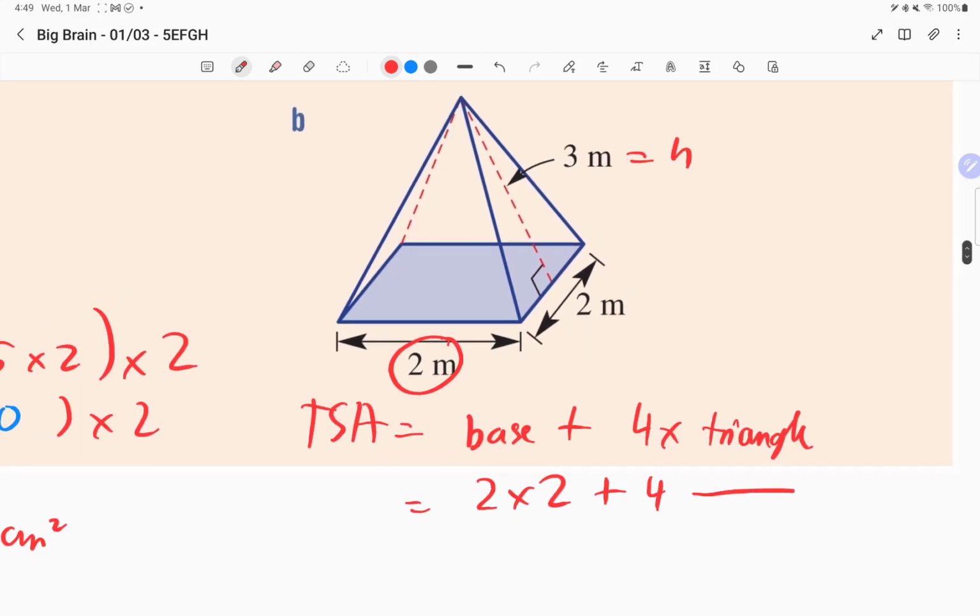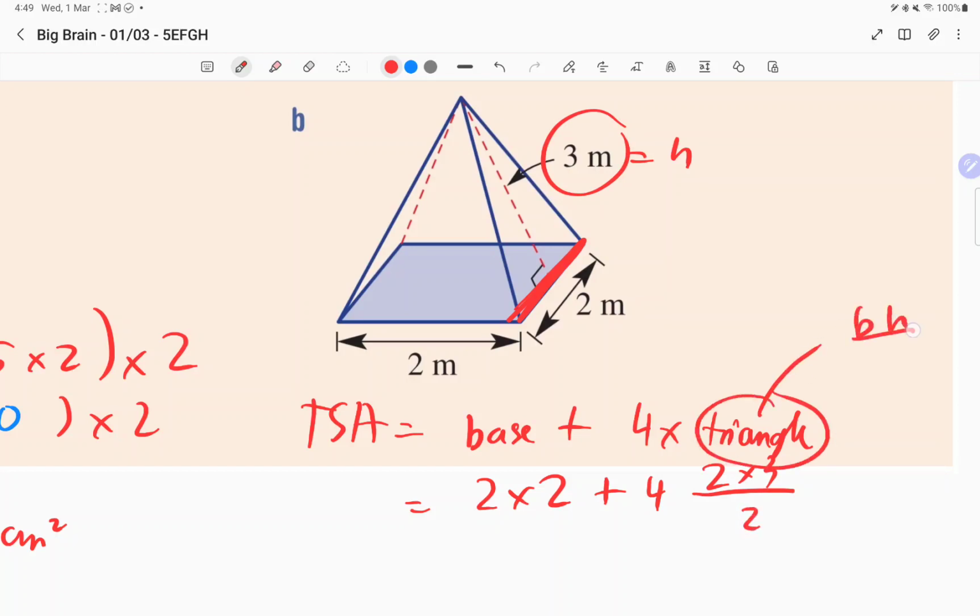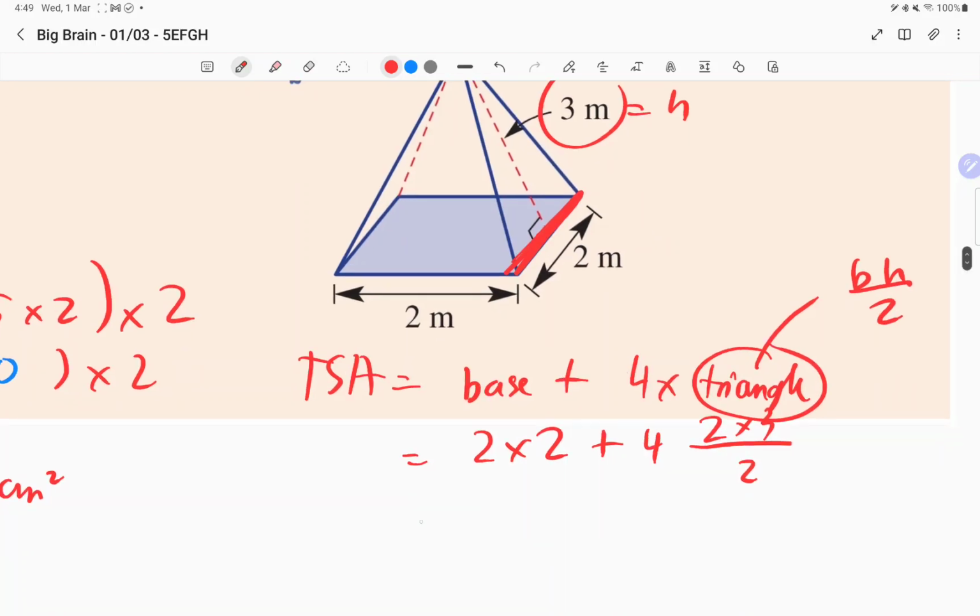It's 4 times, and then the base, which is the same thing, is 2, times the height, which is 3 over 2, right? Base times height over 2. Remember, a triangle is base times height over 2. Okay, and then you just add it.